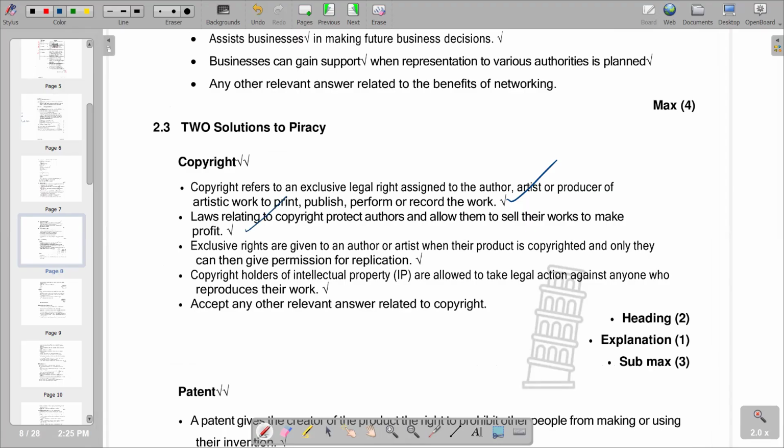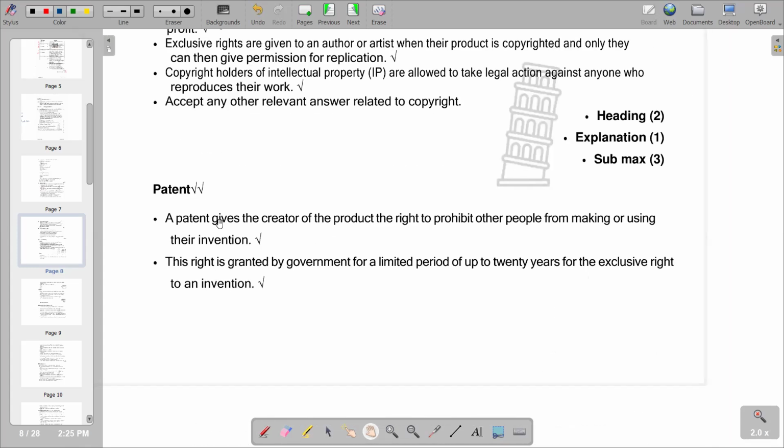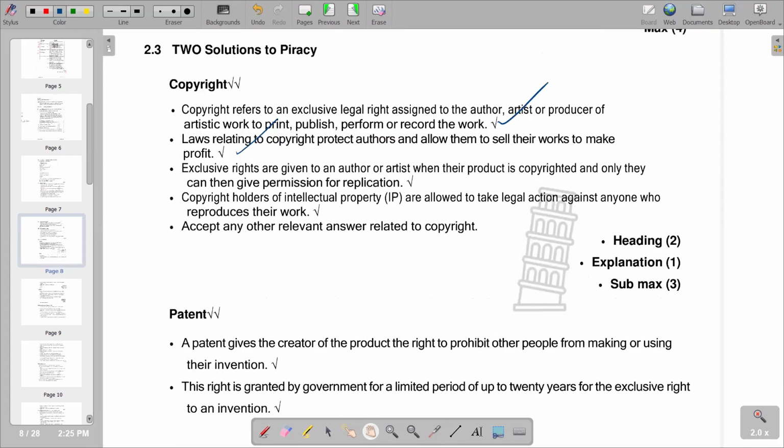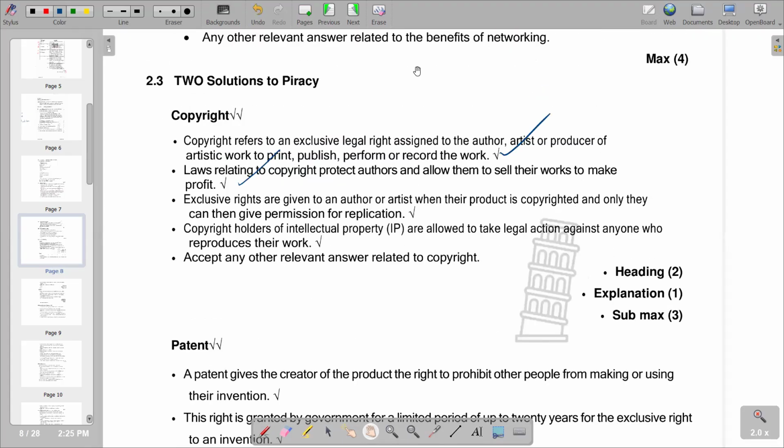Then under patents, it says a patent gives the creator of the product the right to prohibit other people from making or using their invention. So obviously, when there is a patent, it will prevent other people from making your product. So that can be a solution to piracy, whereby no imitation can take place in that scenario. So that's what we have on solutions to piracy. So moving on to the next question.